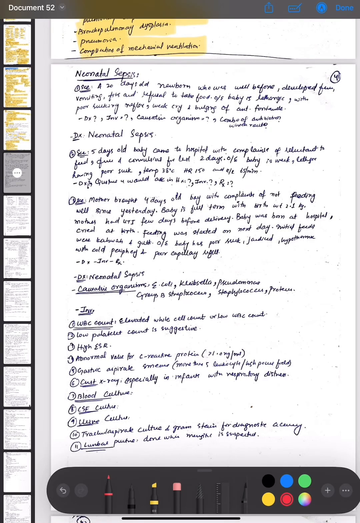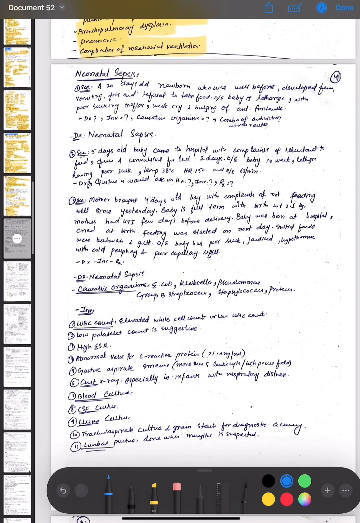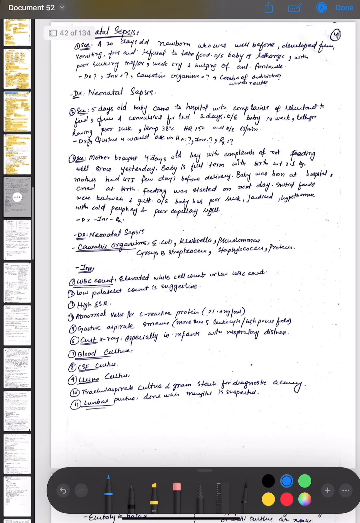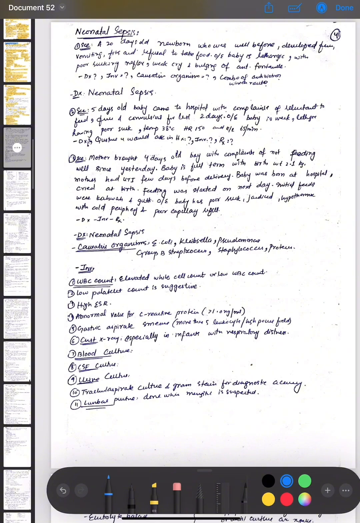So we have started the neonatology chapter and we have discussed birth asphyxia and respiratory distress syndrome. Now in this video we are going to discuss neonatal sepsis and jaundice neonatorum. So we have a scenario.